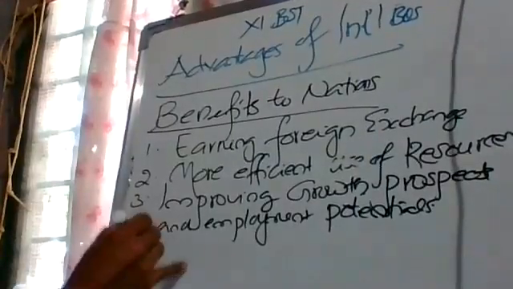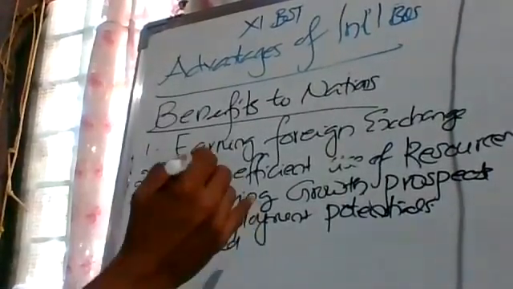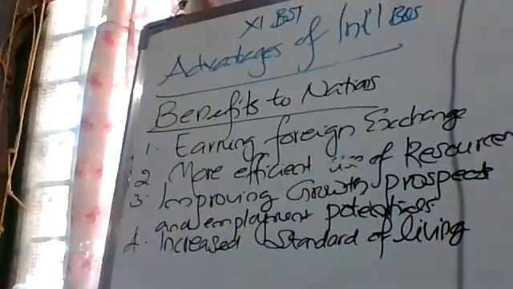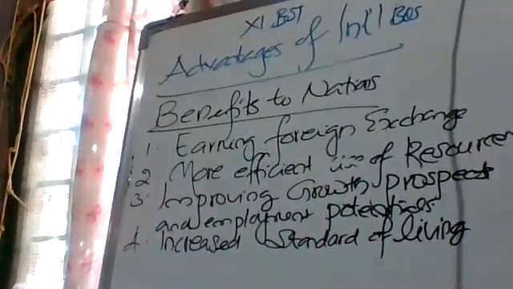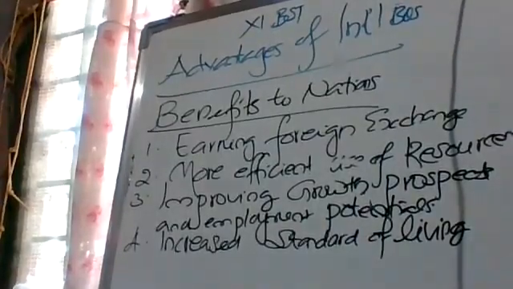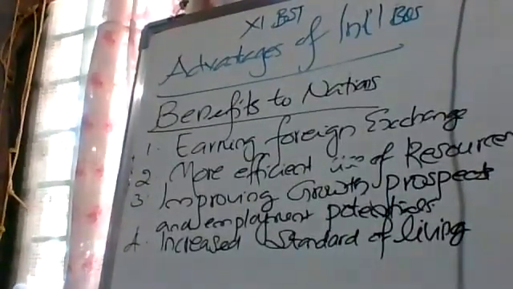Okay, what's the fourth point, children? Increased standard of living. What do you mean by standard of living? When a person is able to buy what they want, we can say that the standard of living is good. When a person is unable to buy what they need, not luxury. Need and luxury are different things.